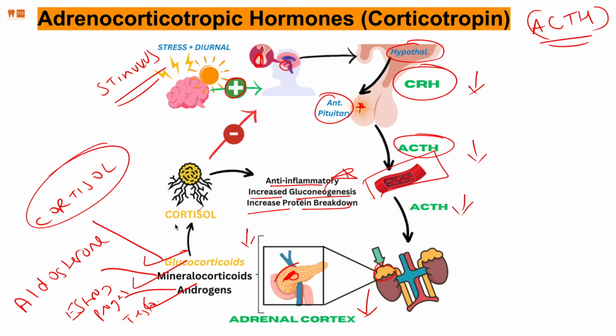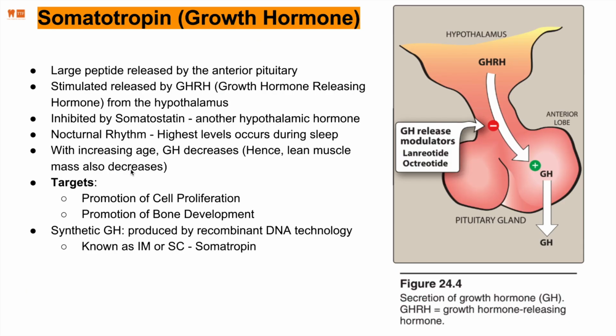As soon as everything is reduced and the blood volume decreases, cortisol goes back up, a positive feedback loop. Hopefully that cycle is clear, you guys. Moving on to the next hormone, which is somatotropin.